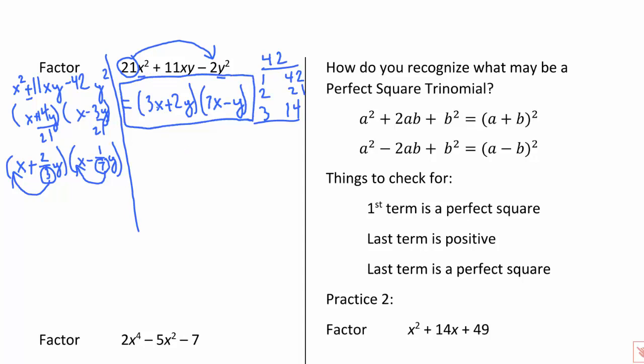Now again, just to check ourselves, 3x times 7x is 21x squared. Good. 2y times negative y is negative 2y squared. Now for the smiley. 2y times 7x is positive 14xy. 3x times negative y is negative 3xy. Add them together, that gives you 11xy, which is what the middle term is. It checks out. Fantastic.